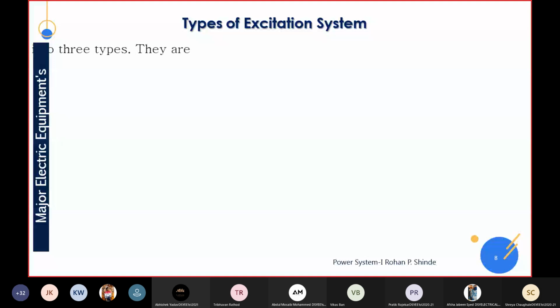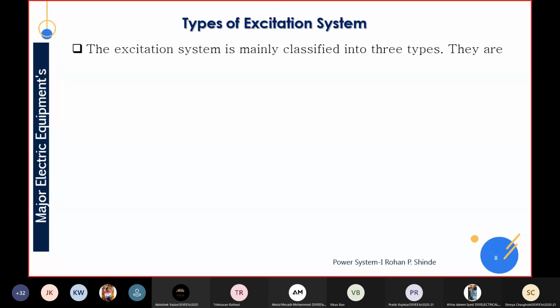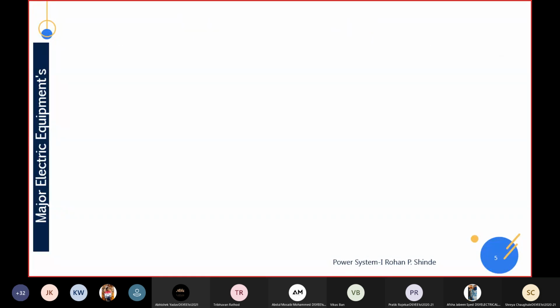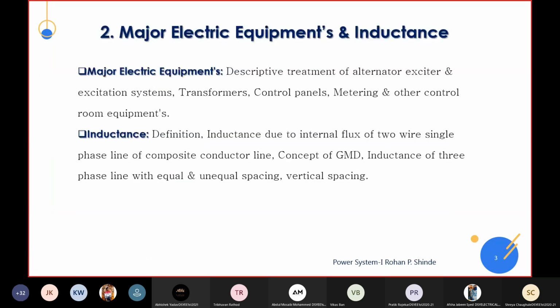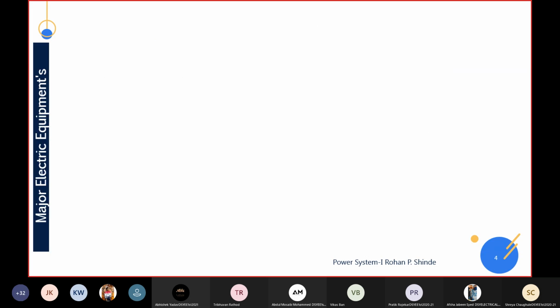Okay, good morning all. A few days ago we started unit number 2. That is nothing but major electrical equipments and inductance. In that second unit we started the major electrical equipment, and in that we have started the descriptive treatment of alternator excitation system.